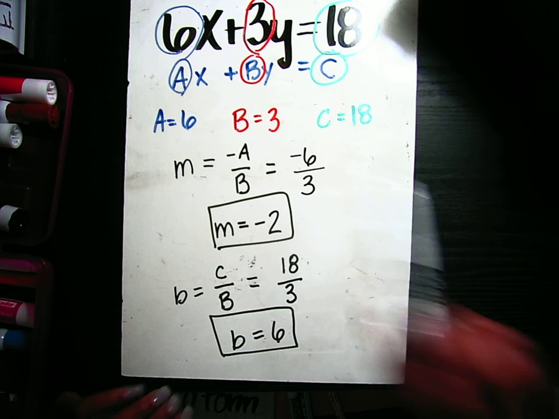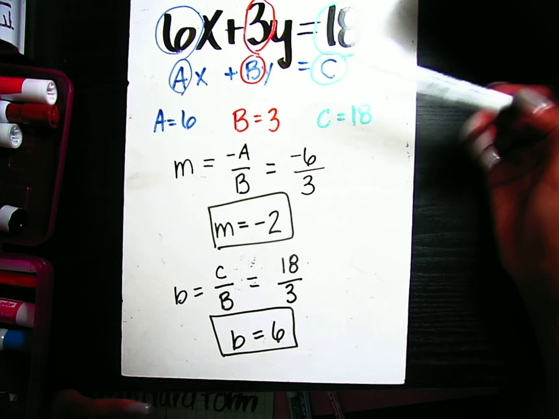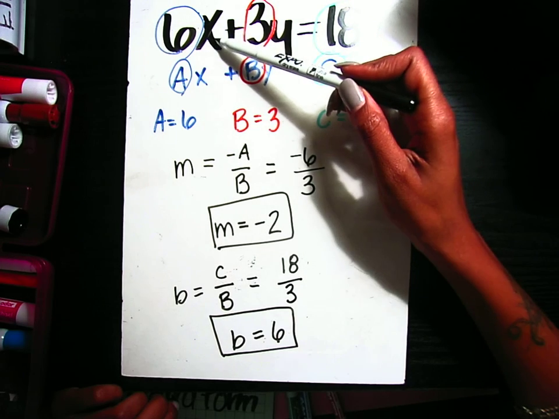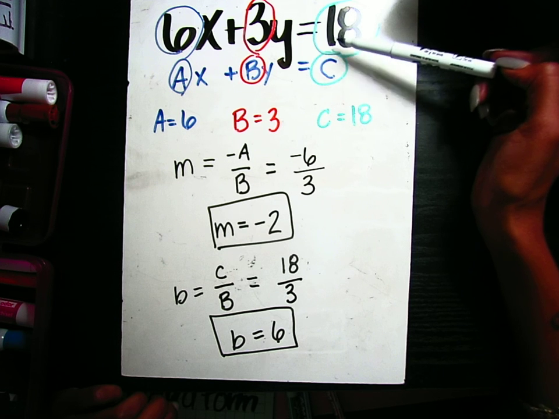Be careful though, because if it was not written like ax plus by equals c, you may get those numbers confused. So just always remember, A is the number in front of x, B is the number in front of y, C is the number on the other side of the equal sign.